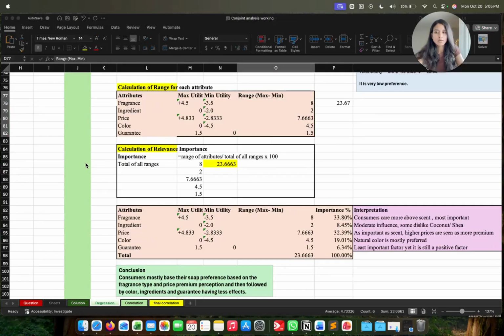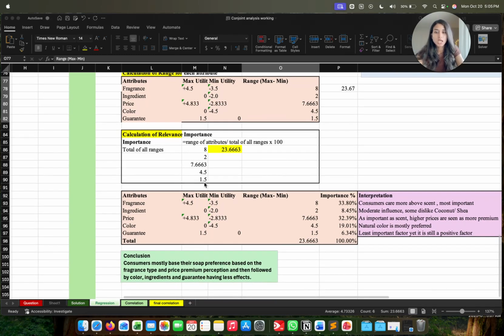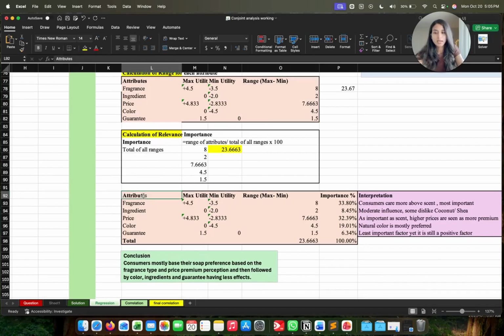So after calculation of the range of each attribute, we calculate the relative importance of each of the attributes that we have, the importance of each of the attributes for the consumer, so that it helps the companies to determine the best features and the best product that meets all of the preferences of the consumers. And the importance is the weight that is calculated based on the formula.